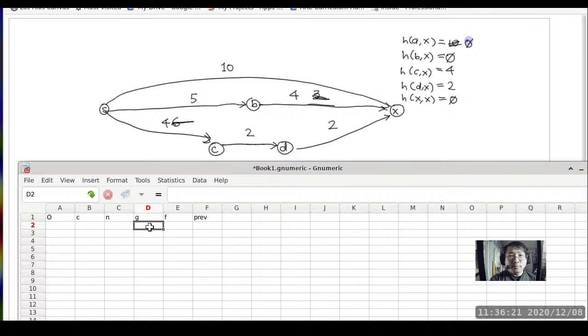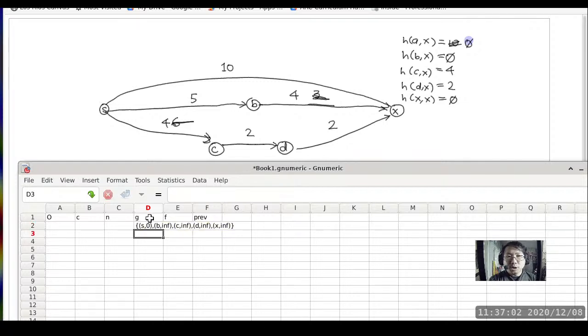So the G value is a function, and anything other than the starting point, which is vertex S, is going to have a G value of infinity. In other words, we're saying, I'm not even sure that we can get to that vertex from the starting point until we actually find one, until we find an actual path. So the G value is a set of two tuples where S is mapped to 0, but everybody else maps to infinity. So B is mapping to infinity, C maps to infinity, D maps to infinity, and X also maps to infinity. So that's what G is going to look like.